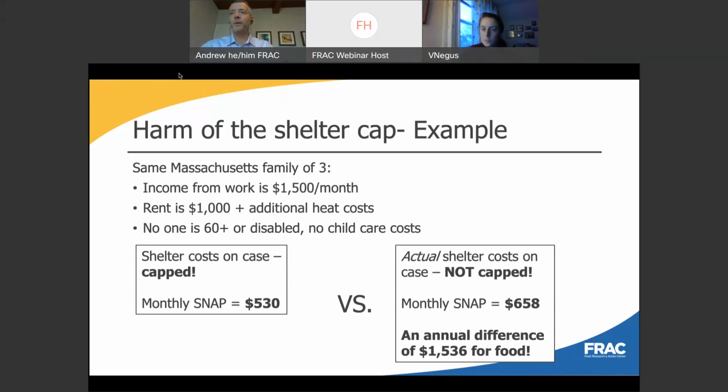Diane has a good question around shelter costs and the standard utility allowance. I think this is something that we'll follow up with you about, Diane. It's something that Vicky and I considered discussing today, but we just wanted to keep the focus on the shelter cap, but appreciate the question and we'll follow up with you.